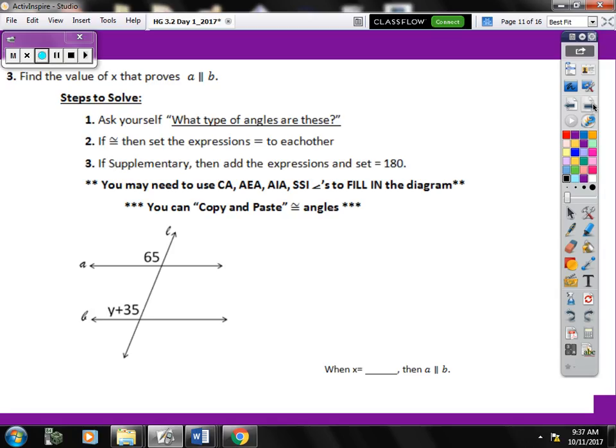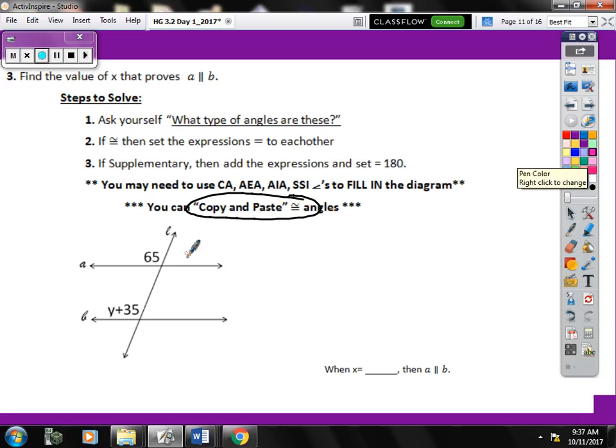You're either setting them equal to each other if they are congruent, or you're adding the expressions and setting equal to 180. Now the only difference is that you may need to use one of the types of angles we know to fill in the diagram. You can copy and paste any numbers you need to wherever they might need to go. So kind of like the bell ringer today.